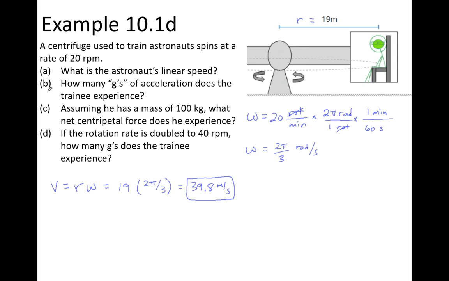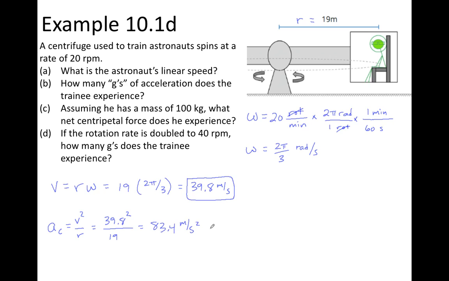Now, in part B, we want to know how many g's of acceleration the trainee will experience. So this is a centripetal acceleration that we need to calculate. Centripetal acceleration is speed squared divided by radius. I just determined the linear speed v. I know the radius r. And when you calculate this, you end up getting 83.4. That will be in units of meters per second squared.